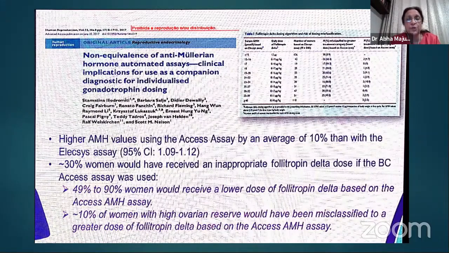So higher AMH values using the Axis assay by an average of 10% than with the Elixis assay. So 30% of women would have received an inappropriate dose of FSH if we would look at the Axis assay. So here is the difference: we don't know which assay is being used by which lab, how much do we rely on it, what is the bench life of the test which is kept over there, whether it is refrigerated or left on the bench top. All that produces a little change in the AMH values, and any value which changes even from 1.1 to 1.2 nanograms will change the category of the patient.